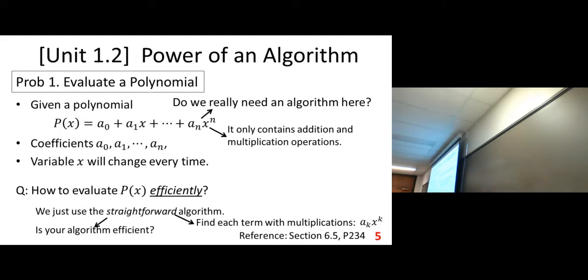We need to count the number of multiplications to get an idea about the efficiency of your algorithm. So the question: can you do that counting? Counting the number of multiplications? Although additions are easy, right? You can count additions easily. Can you tell me how many additions you need to do?